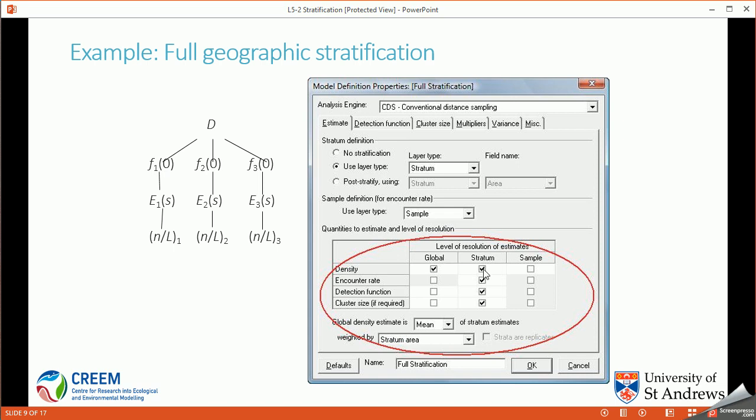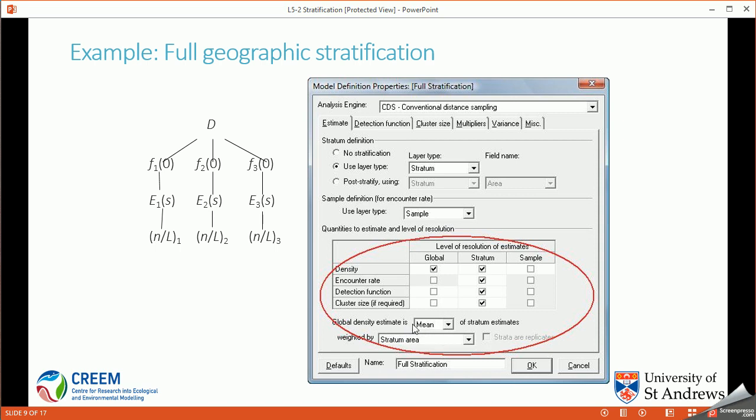So we're going to get density at the stratum level, and it will always give us the density at the global level, so that's at this level up here. It's going to give us the density at the stratum level as well. And ticking under stratum for encounter rate says that we want a separate encounter rate to be used for stratum 1, stratum 2, and stratum 3. Ticking detection function under the stratum column says we want a separate f(0) for stratum 1, 2, and 3. And ticking cluster size says we want separate mean group size estimates in stratum 1, 2, and 3.